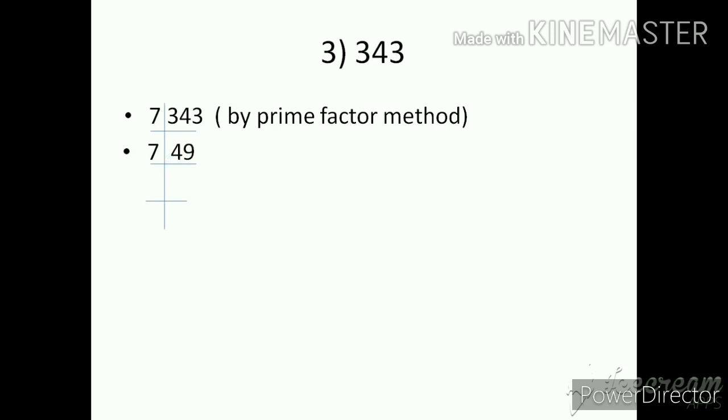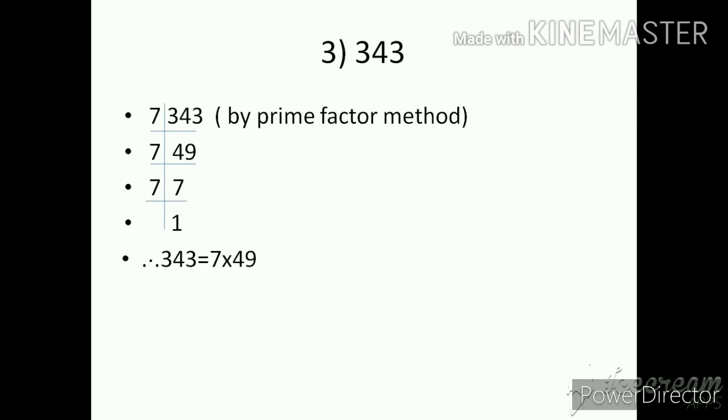7 fours are 28 and 6 will remain. 63 means 7 nines are 63. So we got here 49. Now 49 is again divisible by 7. 7 sevens are 49. Now 7 ones are 7.